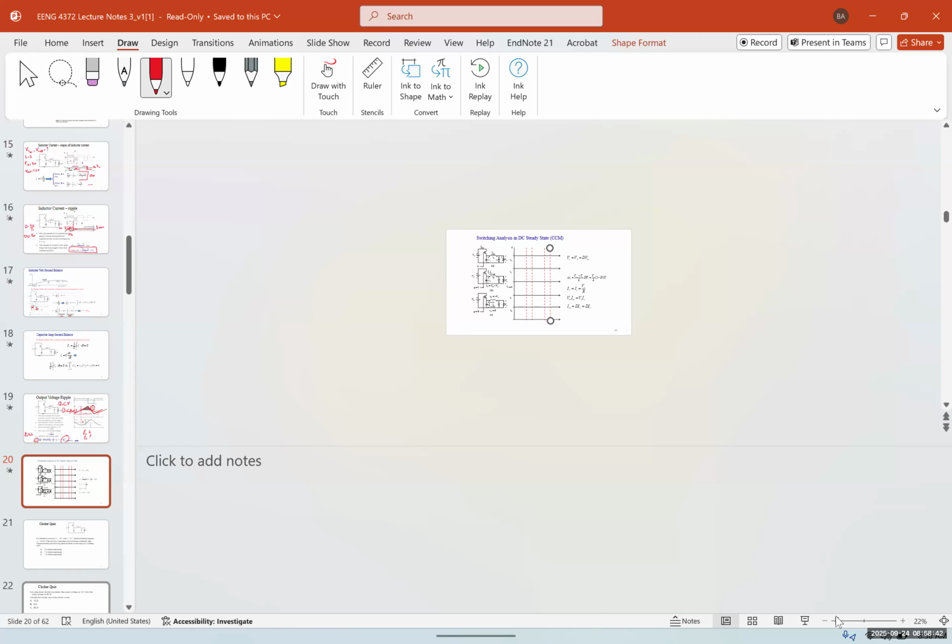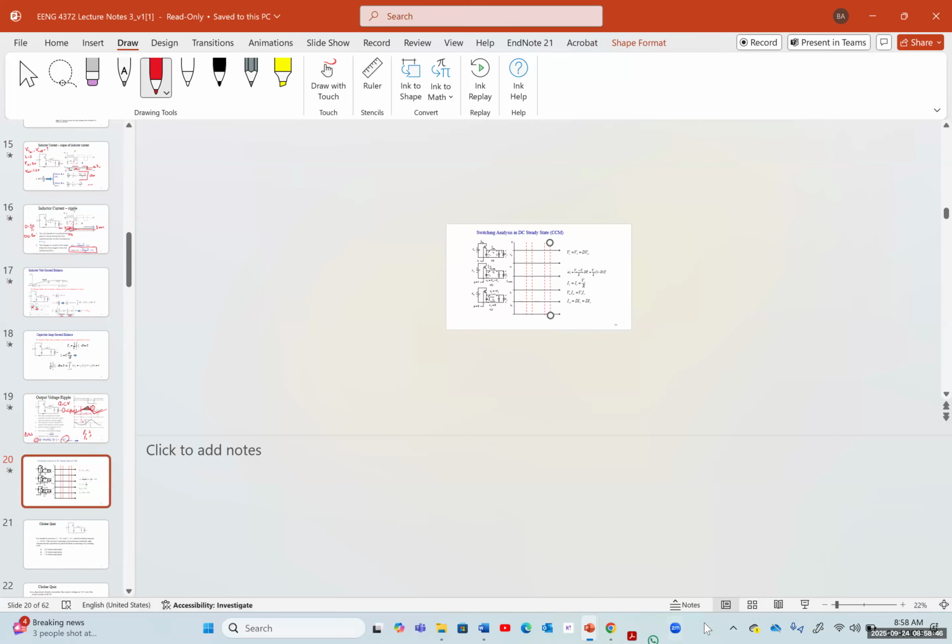Sorry, just give me a second to fix this. My pen stopped working, so I have to connect.